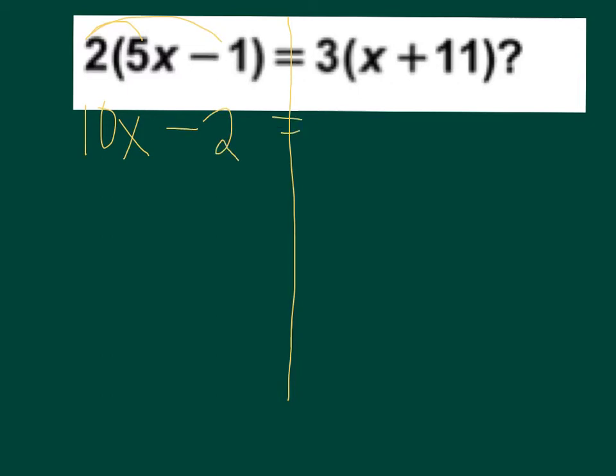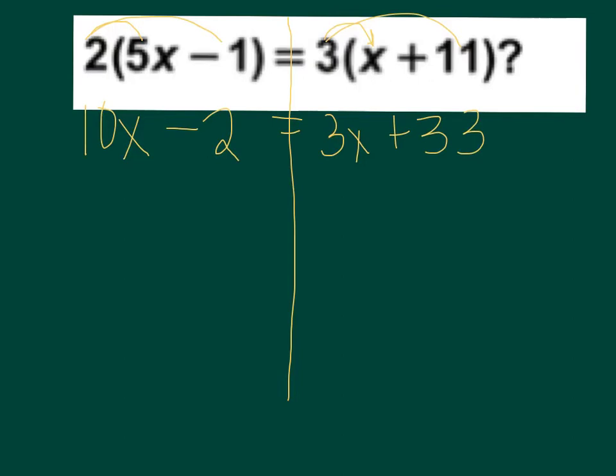I'm going to bring down my equal sign. Now the line helps me keep my equation all lined up as well. Now we have 3 times x, which is 3x, and then 3 times 11, which is 33. All right, now I just have the same problem I had last time. I have x's on both sides of my equation. I have an x here and I have an x here. So I need to get those together.